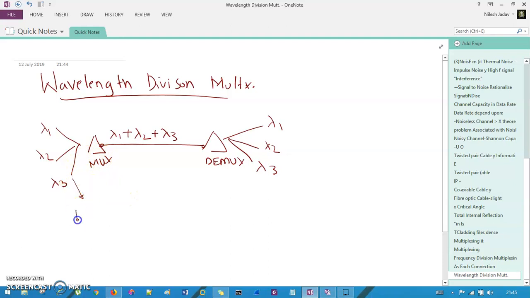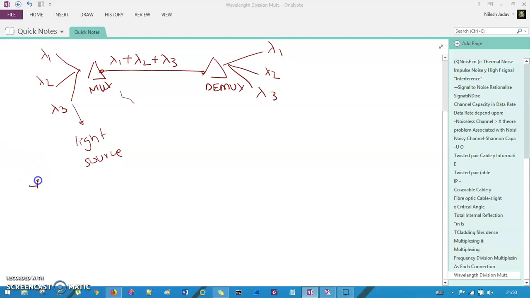And these are the light sources. Keep that in mind, wavelength division multiplexing uses fiber optic cable. And this mux can be a prism, and this demux is going to be an inverted prism. Okay. So the idea here is, let me write it down here, that it is designed to use the high data rate of the fiber optic cable.